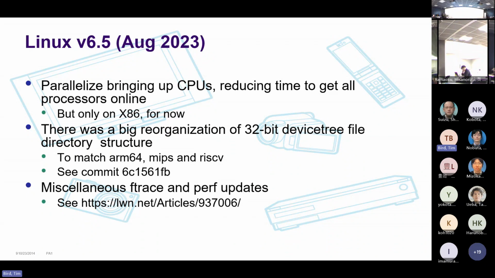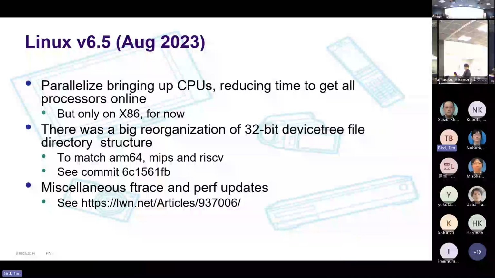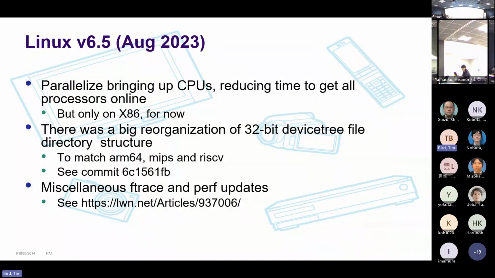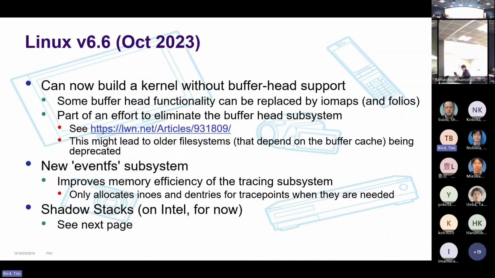I'll cover this when I talk about it later, but I'm a little bit worried about ARM32 and how long it'll continue to be supported. I think there's a lot of developers still using it, and we need to make sure that upstream architecture maintainers know about that. There were some miscellaneous ftrace and perf updates in this release. Seems like there's always some perf updates.